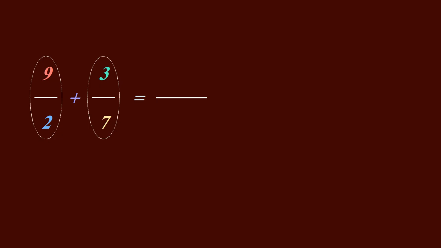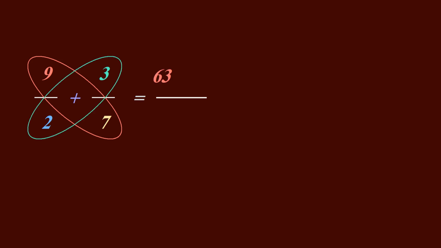And we want to add them. Multiply the first top times the second bottom. So we have 9 times 7, which is equal to 63. Multiply the first bottom times the second top. So we have 2 times 3, which is equal to 6.